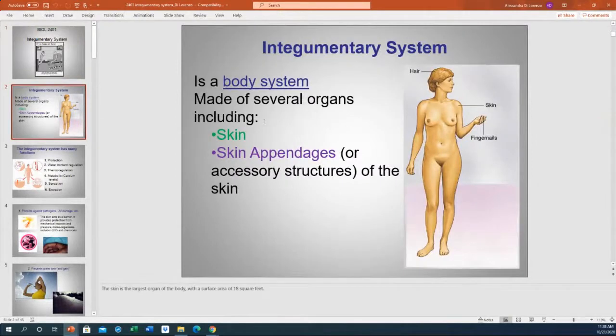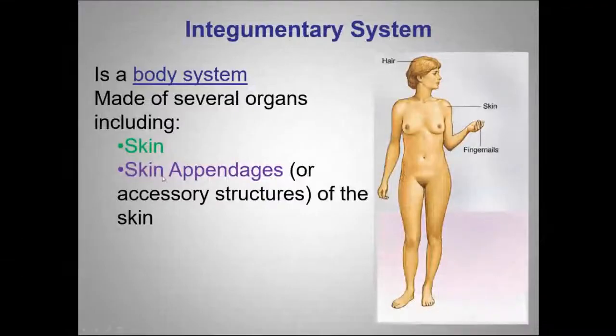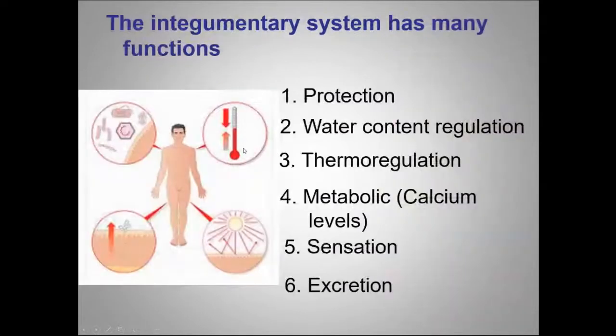It's a system made of several organs, such as skin and skin appendages. These are also known as accessory structures. When we talk about the integumentary system, functions are always super important. Every new chapter, new topic, a new organ or organ system, the first thing I want you to know is the function, okay? If you don't know the function, that's like the primary thing for me. So there are various functions of the integumentary system.